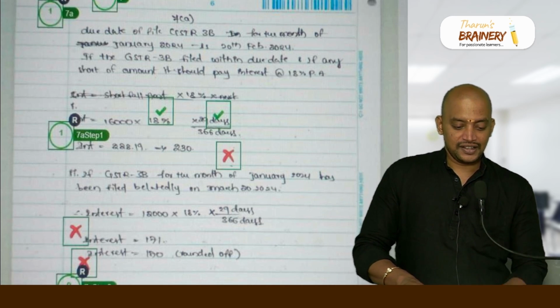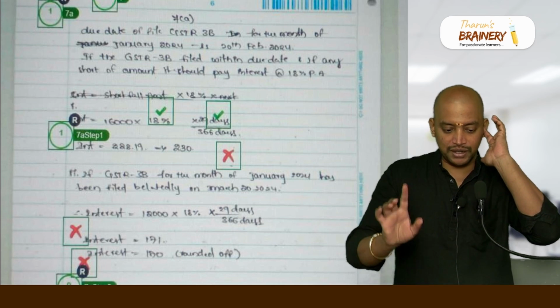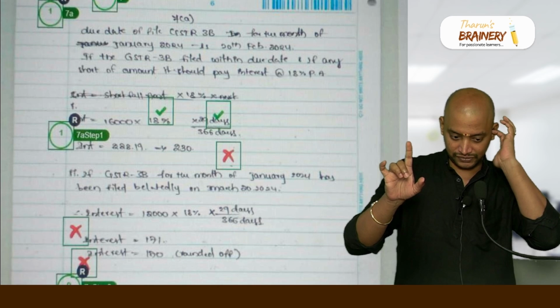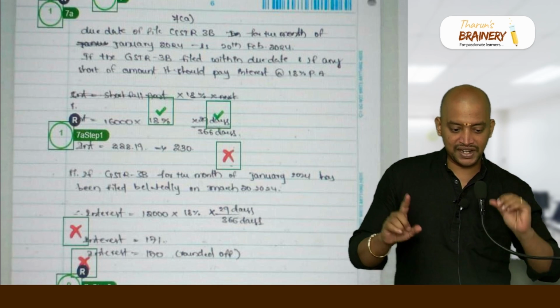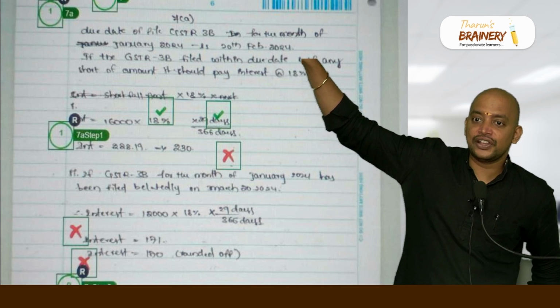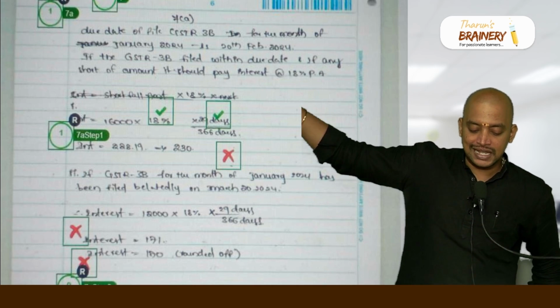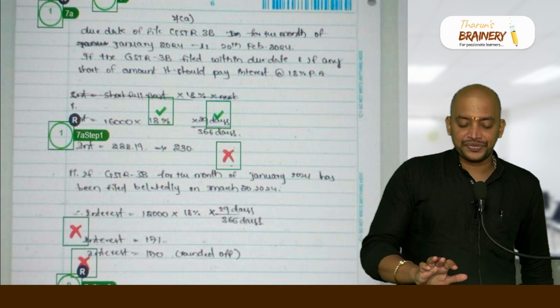Now, this was a 5 marks question. They gave only 1 mark. 7A, only 1 mark. You see 7A on the top, 1 mark in that first step. Thereafter step 2 he didn't get.